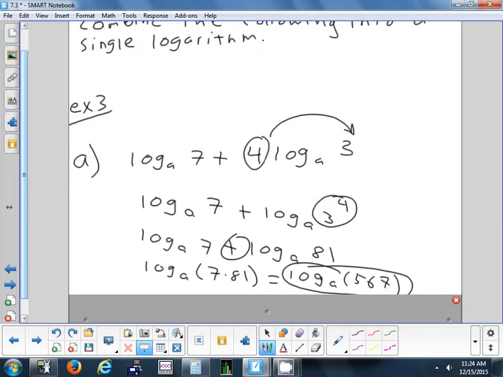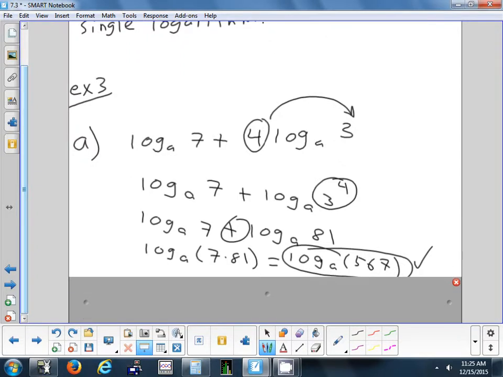Once you've combined it together, this would be very hard to split apart. It's kind of like if I had the number 40 and said, how did I get 40? There's too many options. Maybe you did 2 times 20, maybe you did 10 times 4, 8 times 5, we don't know. So once you've recombined it, somebody just looking at this final answer wouldn't know how to split it back apart the way you had it. So you have to get this as your final answer, log base a, 567. Okay, any questions on that?